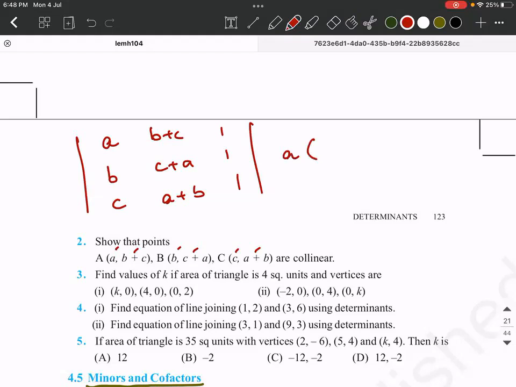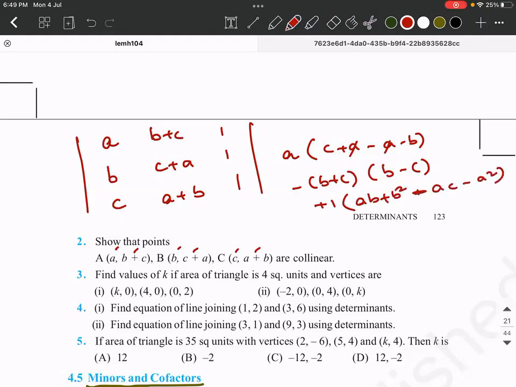Okay. So a into what will you get? C plus a minus b. A and a will get cancelled. Minus of b plus c into b minus c. Plus 1 into ab plus b square minus ac minus a square. Okay. Here you are getting ac minus ab minus b square plus c square plus ab plus bc minus ac minus a square. Did you understand what I did? Is there anyone who's confused?